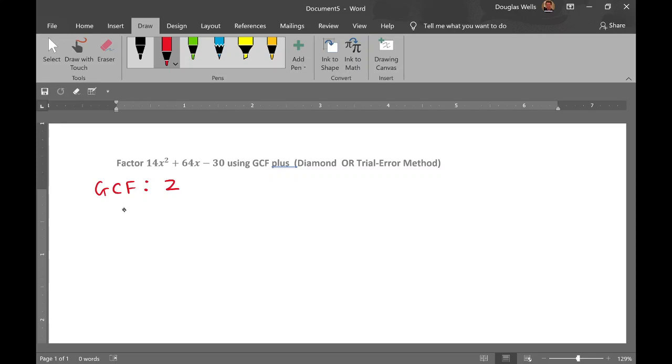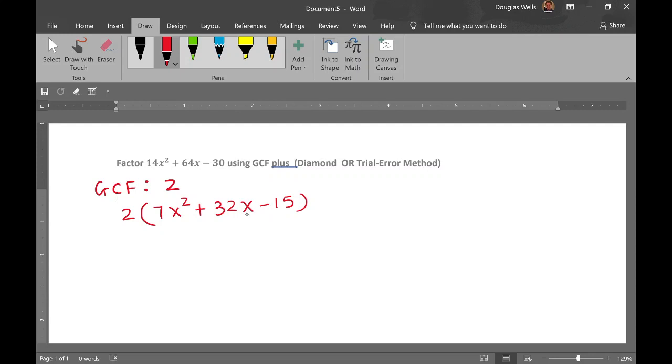So we pull out our 2, and what we get here is 7x squared plus 32x minus 15. So we use our GCF for the first step. This is our first step answer.